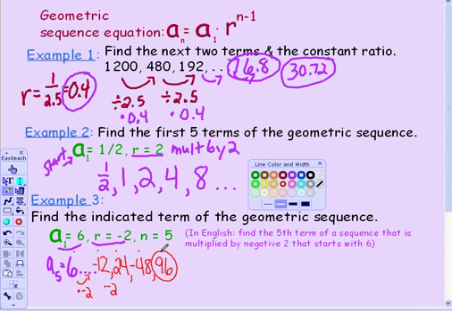Now that won't always work because you might be finding the 40th term or the 50th term. You don't want to list all 40 numbers out. So depending upon how long this sequence is or what term they're looking for, we might want to use a shortcut. The shortcut is by using that equation. So I have the equation up above. I'm just going to rewrite it again.